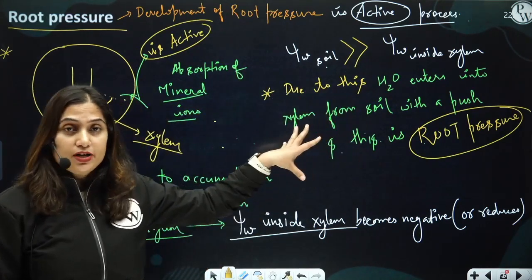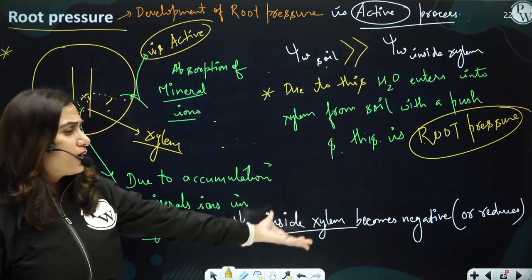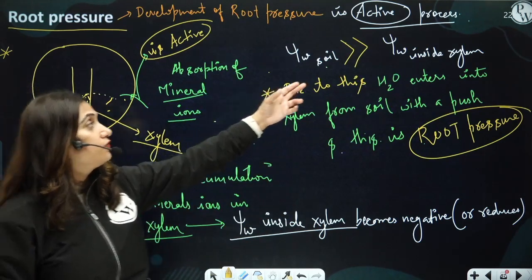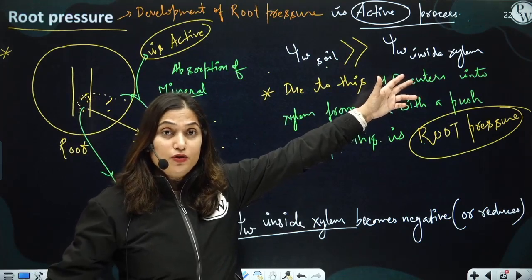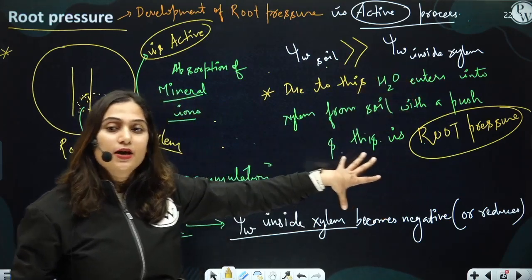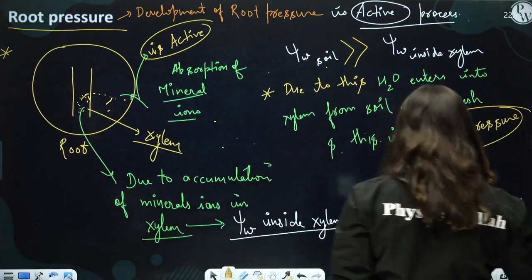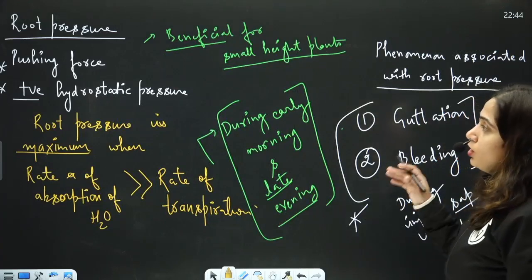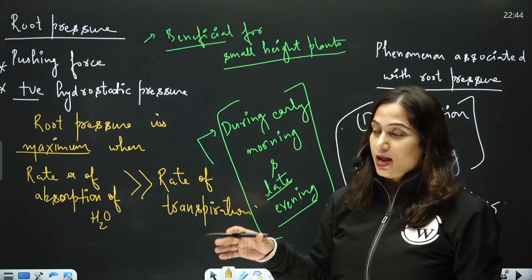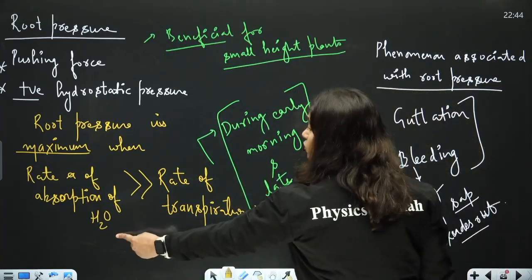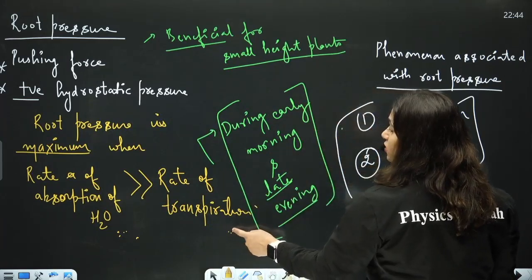So this is what I have just told you. It is written that the water potential of the soil is much higher than the water potential inside the xylem because of the accumulation of mineral ions, and then the water will get filled up. Clear, beta? Now, root pressure is maximum in a plant when the rate of absorption of water is much higher than the rate of transpiration.